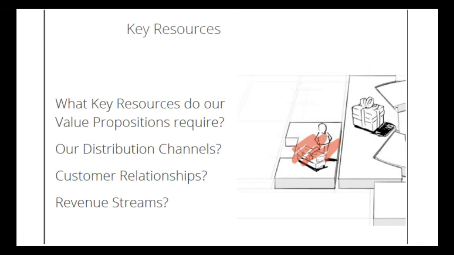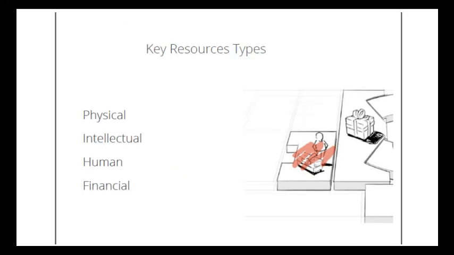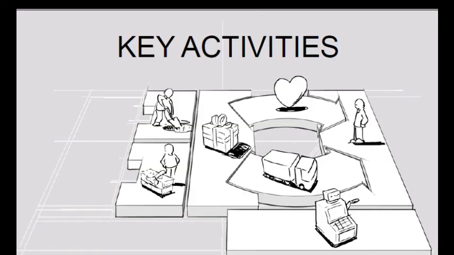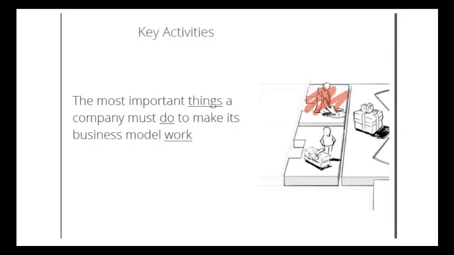Now, most usually your key resources are physical, they are intellectual, they are human, and then they are financial resources. They basically sit around these 4 elements. Next is your key activities. The key activities building block describes the most important things a company must do to make its business model work. Like, for instance, still going about the tailoring business, your key activity is sewing clothes.